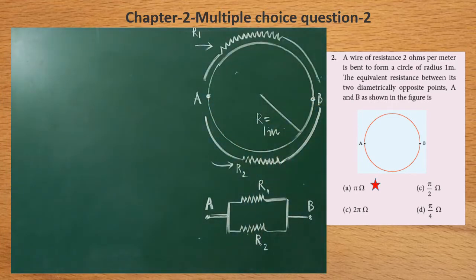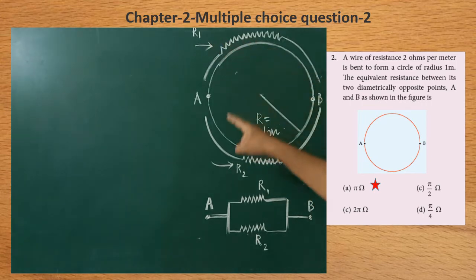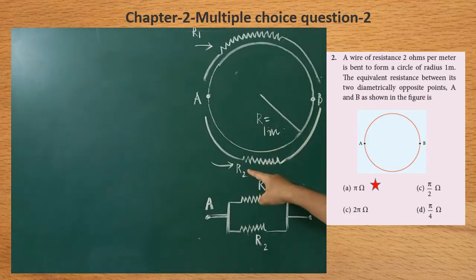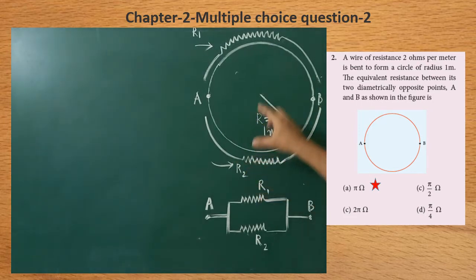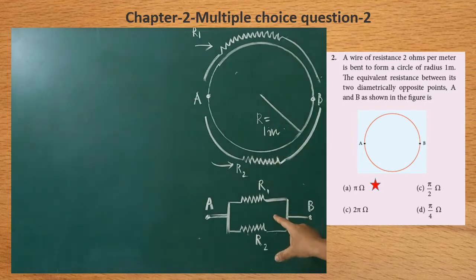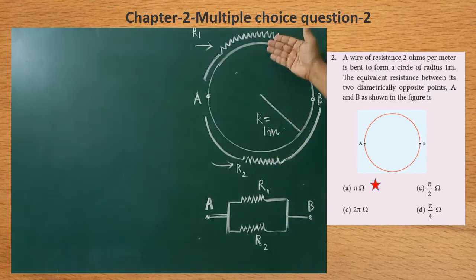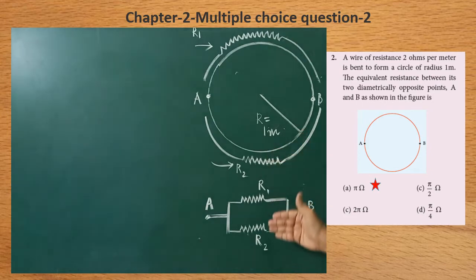What we have to do: this semicircular part is to be considered as one of the resistances, and this part also is to be considered as another resistance. This resistance can be called R1, this part of the wire, its resistance can be called R2, and this entire diagram could be converted like this. The upper part, resistance R1, and the lower part, resistance R2, if both are connected, you will get a parallel network. Across A and B, you are asked to calculate the net effective resistance.